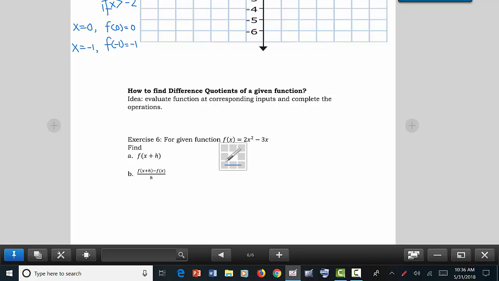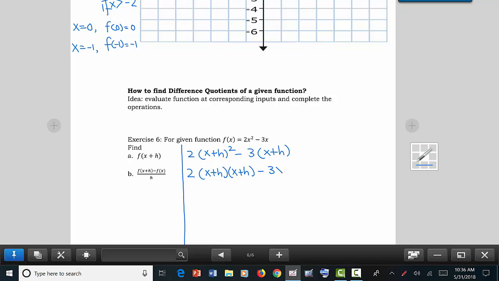Now for the last problem from this section, how to find f of x plus h? Simply we replace x by x plus h. So 2 times (x plus h) squared minus 3 times (x plus h). So let's simplify. 2, this is (x plus h) times (x plus h), minus, let's distribute 3, that gives 3x minus 3h.